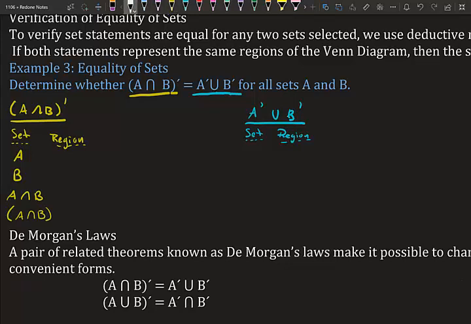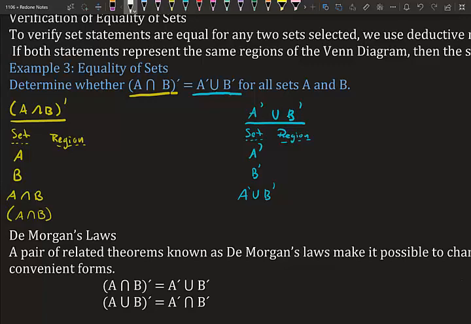All right, we're going to do the same thing for our right side. So for our right side, we have complement A union complement B. So the first piece we have is complement A. Then we have complement B. Then we bring it all together.